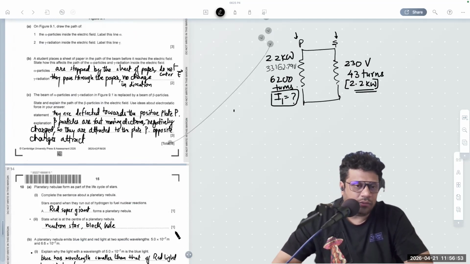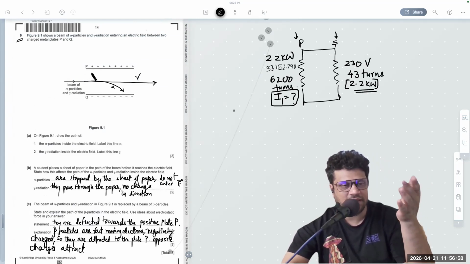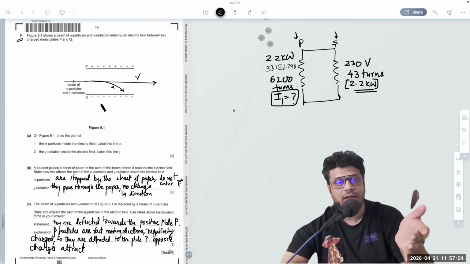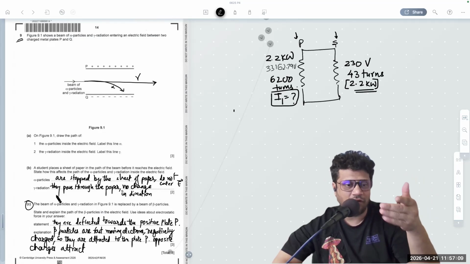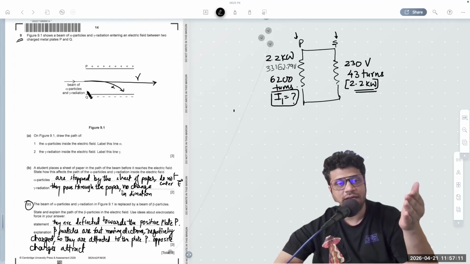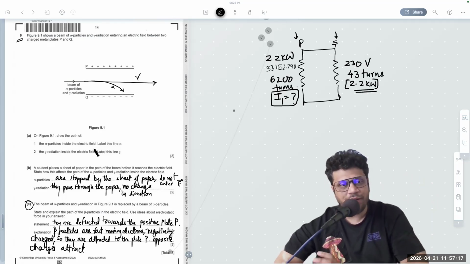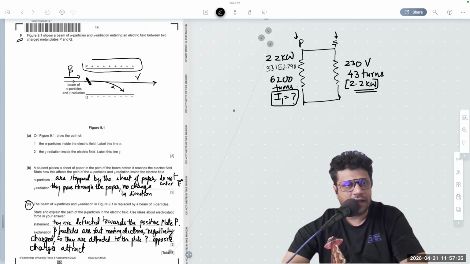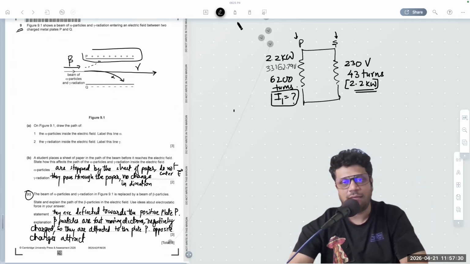Okay. Now, this is the ninth question. They ask you to sketch the path of the alpha particles and the gamma particles when they enter this electric field. Later in part C, they ask you to explain the path of beta particles if they were to enter instead of alpha and gamma particles here. So if the beta particles are to enter, of course they're going to be attracted towards the positive plate, and that's what I wrote. But there is one thing that I'm missing.